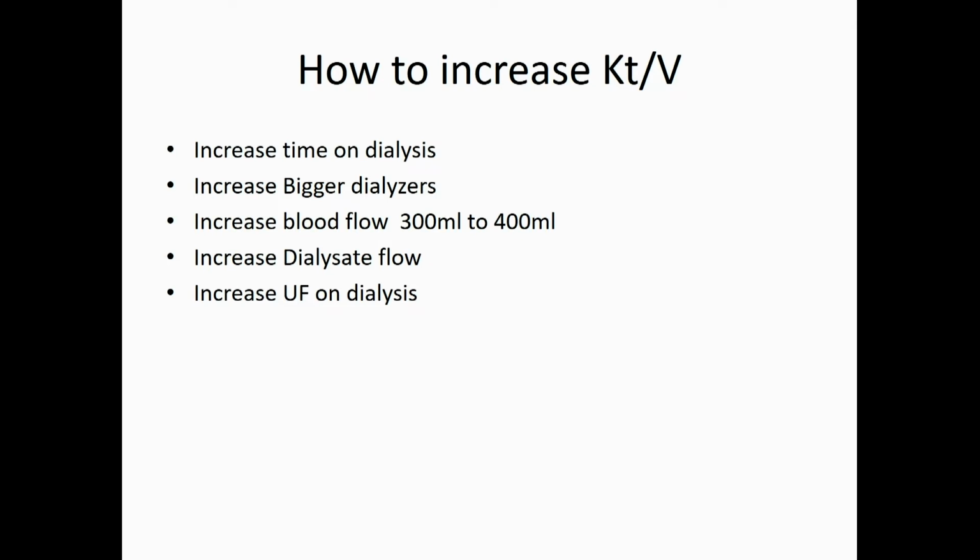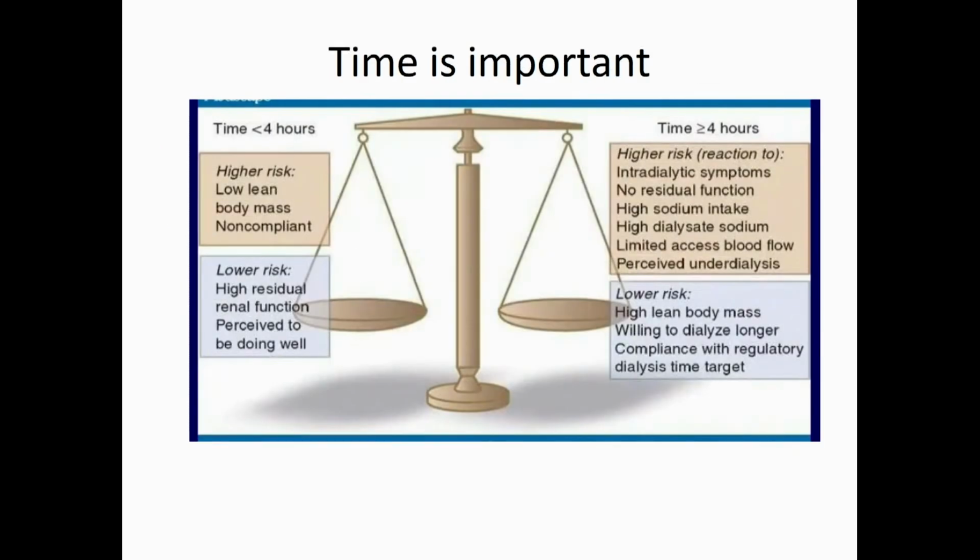We can increase it by dialysis duration, a bigger dialyzer, increasing blood flow to 300 to 400 if your AV fistula gives that much flow, and increasing the dialysate flow, and UF. So time is most important. People have seen that less than 4 hours can be done in those who have residual function or preserved function; otherwise, for lean mass or non-compliant patients, less than 4 hours is disastrous.